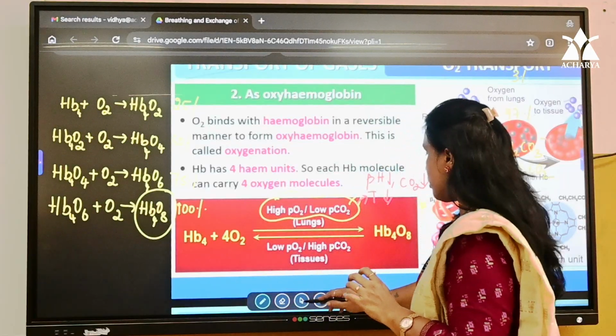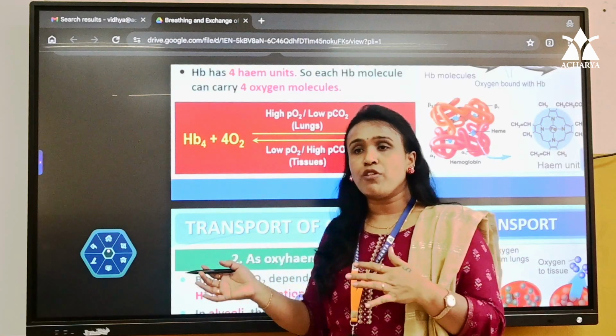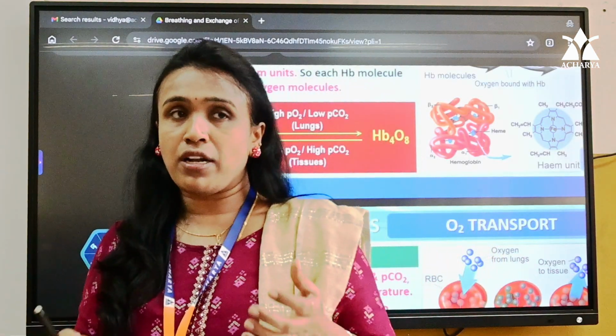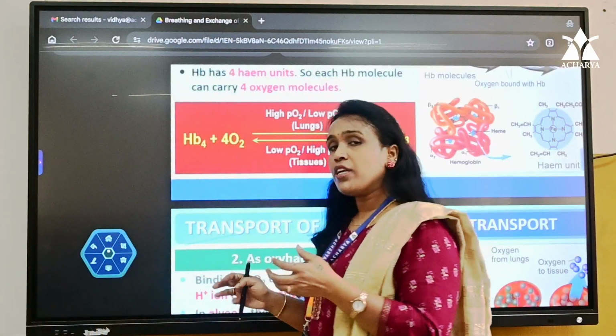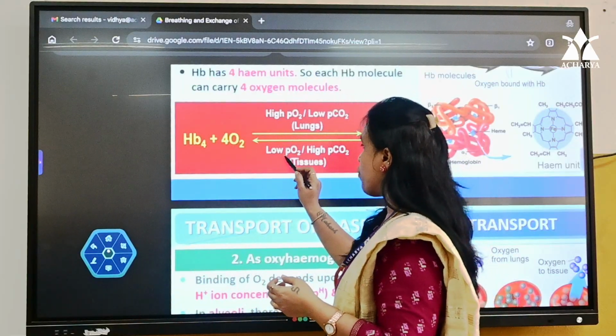The next part is at the tissue level. At the tissue level, dissociation of oxygen will take place. So Hb is leaving the oxygen part by part, by 25%, 50%, 75% and 100%. Hemoglobin will leave the oxygen. What are the conditions for that?